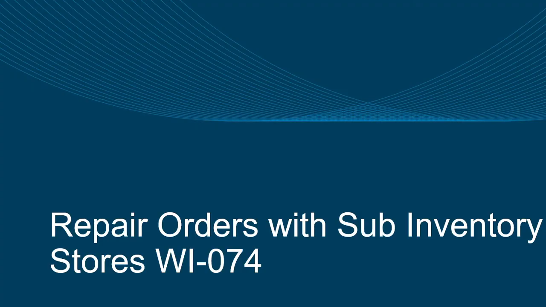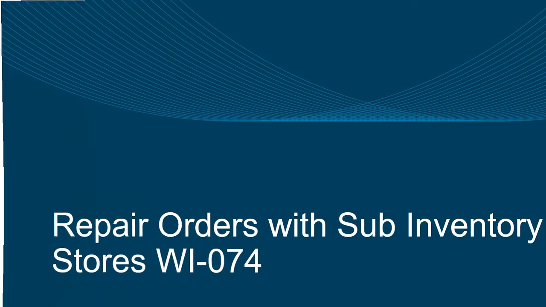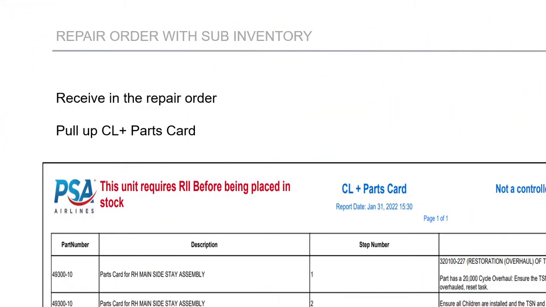Next we are going to take a look at receiving in repair orders with sub-inventory. Work instruction 074 will be used for this. As always, you should check the CL Plus card before receiving in any item on any PO. I wanted to show a copy of this part number that we're going to be receiving in.